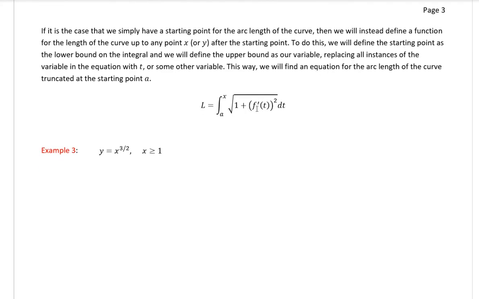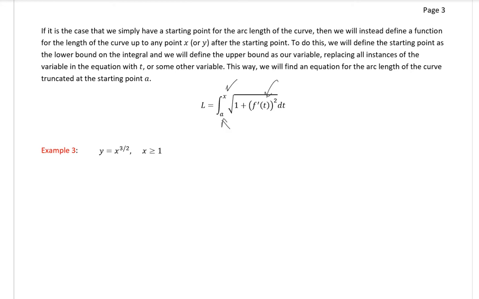Now, if it's the case that we don't actually have an ending point, we just want to find an equation for the length, that is fine. We simply just have to have a starting point, which we're going to set up as our lower bound of an integral. And then we're going to designate the upper bound of the integral as either x or y, depending on what variable we're working on. Then we'll take the original expression and just replace everything with t instead, or some other variable to act as a placeholder.